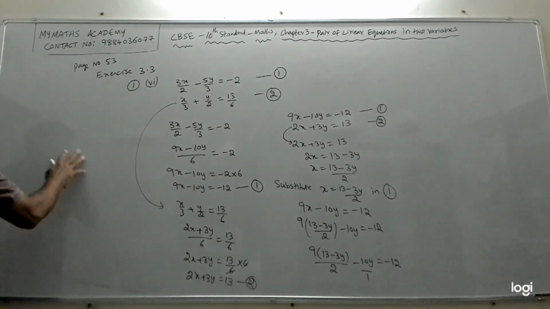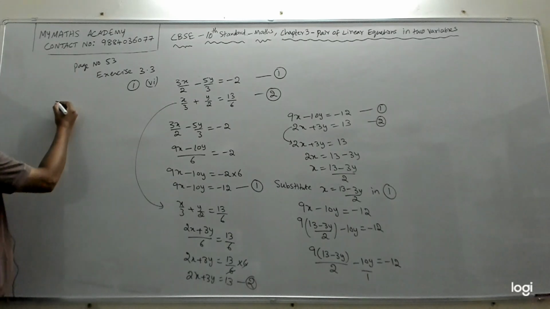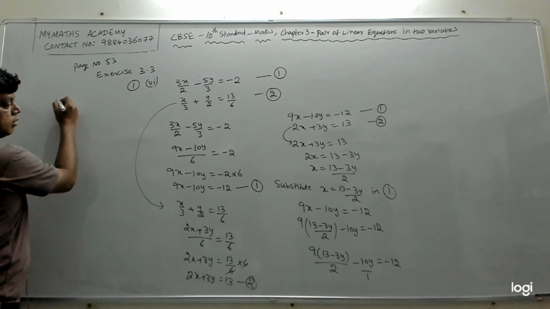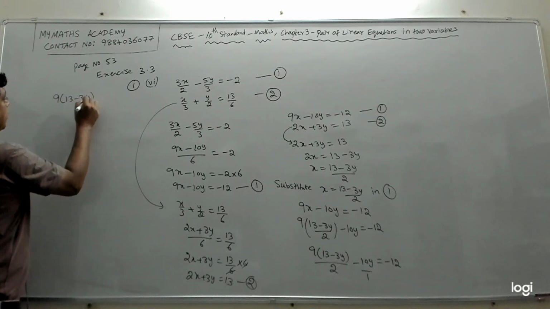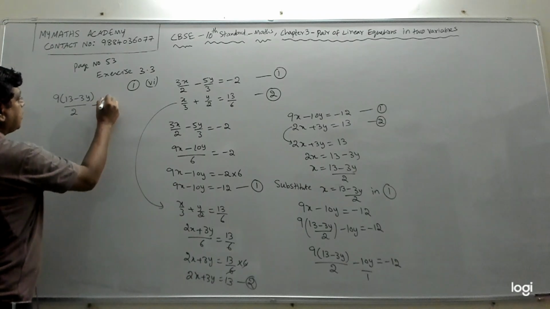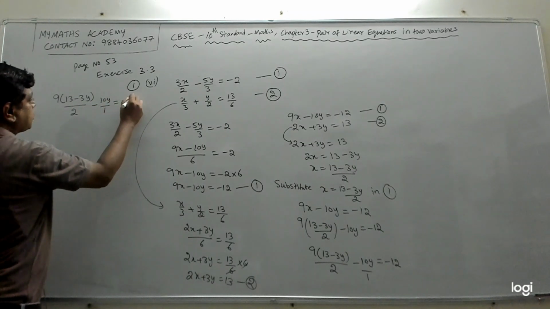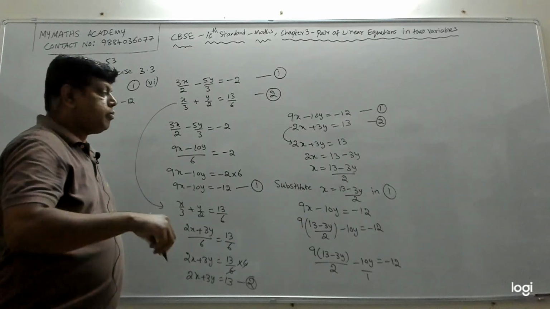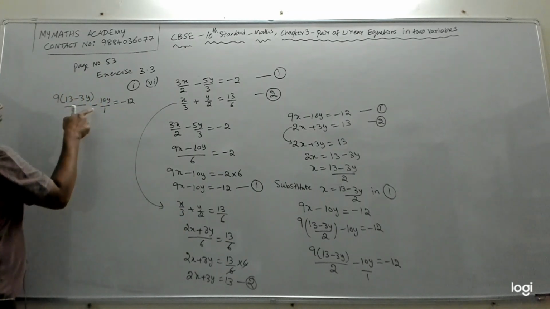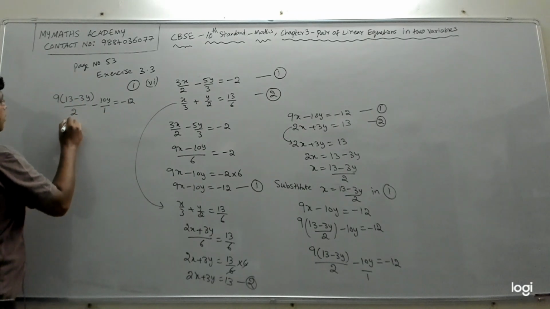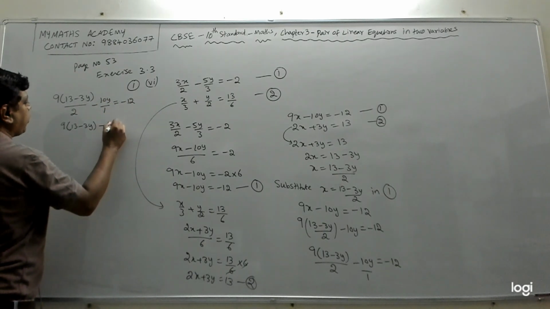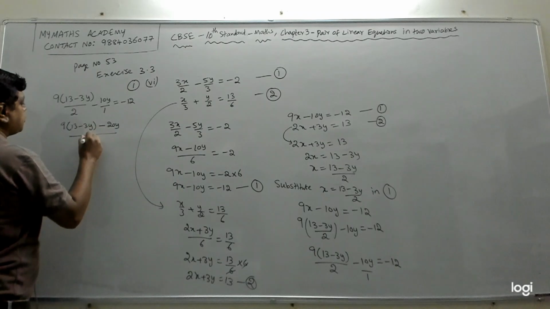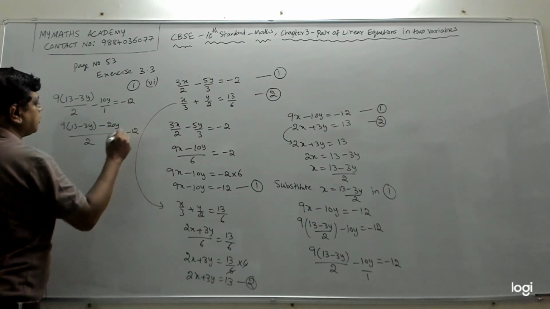I'll continue here. Okay, we have enough space to do. So this is 9 into, I'm writing the same step again, 13 minus 3y by 2 minus 10y by 1 equal to minus 12. Clear? Now how do we do this? We will multiply 1 into this. 1 into 9 times 13 minus 3y is 9 times 13 minus 3y, minus 2 into 10y is 20y, by 2 into 1 is 2, equal to minus 12.